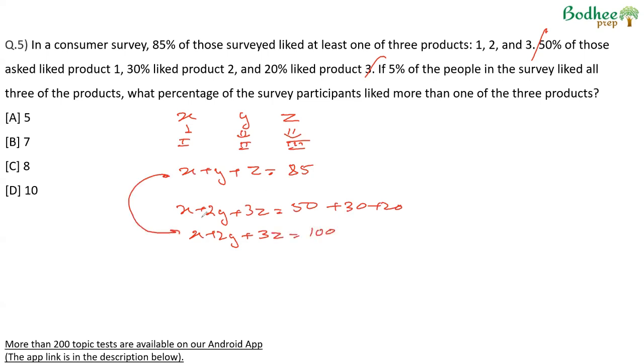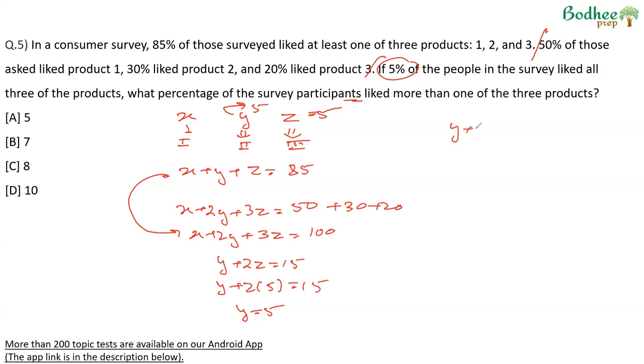Take this, subtract it from here. We get y plus 2z is equal to 15. It is given to us that 5% of the people liked all the products, so the value of z would be 5. Substitute that value here, y plus 2 into 5 is 15, so y comes out to 5. So the number of people who liked exactly 2 products is 5, and the number who liked exactly 3 products is 5. What percentage of the survey participants liked more than one of the 3 products?